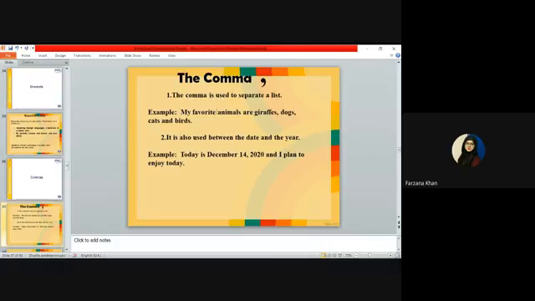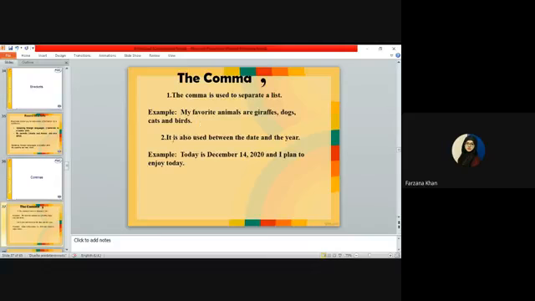So the first use of comma is that comma is used to separate a list. When you are telling a list, you need to add a comma to separate one word from the other word, or one group of words from the other group of words. Here you can see in the example, my favorite animals are giraffes, comma, dogs, comma, cats and birds. So comma is placed within the words to separate a list, or to separate certain numbers, names of places, things and persons.